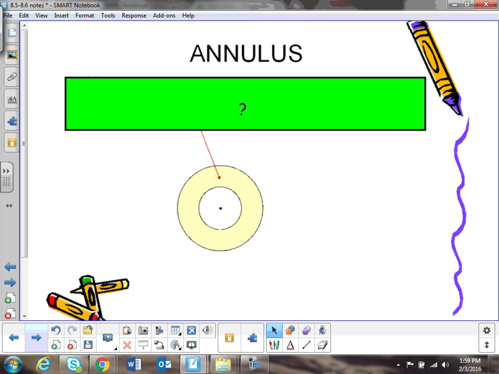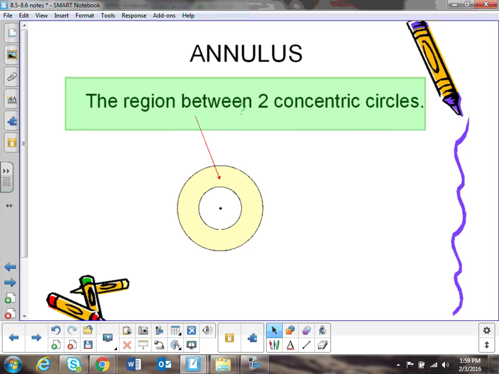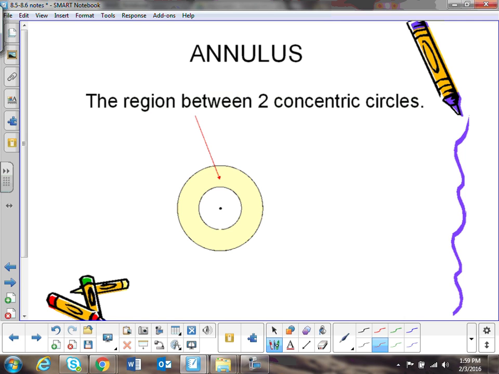Okay, the last one is called an annulus. An annulus is the easiest one of the three because all it is, it's like a tire. It's the region between two concentric circles. Last semester in chapter 1, we talked about what concentric circles are. What do they share? The center. They have to have the same center. If they don't, then there's another way you'll have to figure this out.